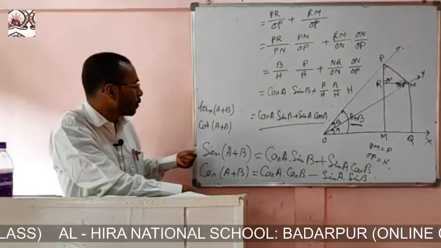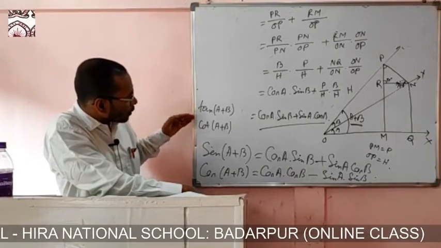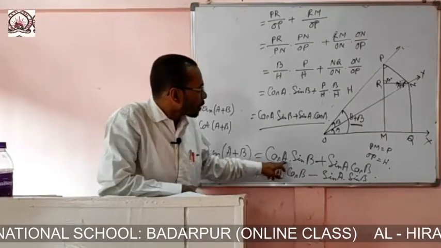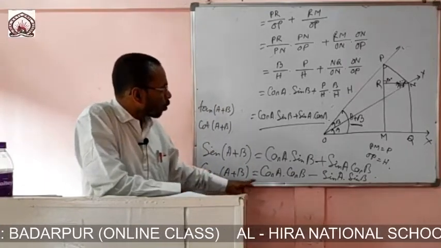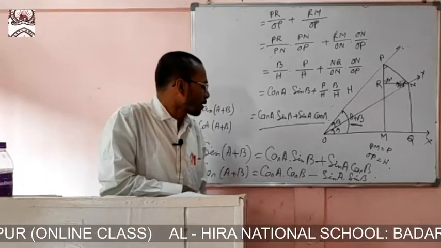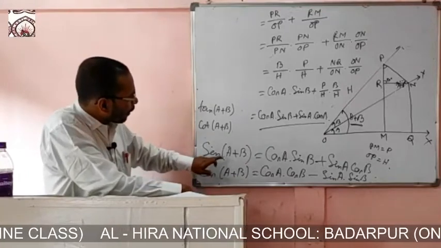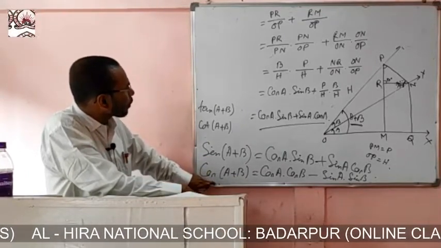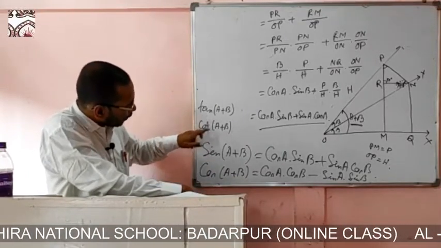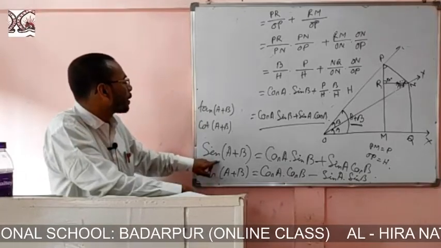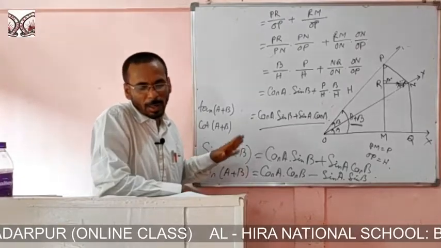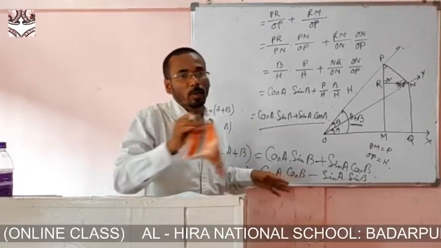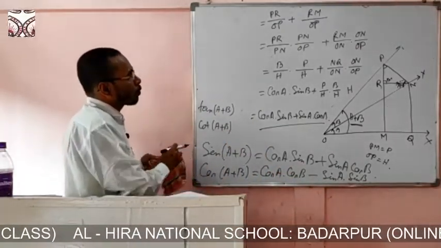So the first formula is sin a plus b is sin a cos b plus cos a sin b, and cos a plus b is cos a cos b minus sin a sin b. After that, by dividing sin a plus b by cos a plus b you will get tan a plus b, and by dividing cos a plus b by sin a plus b you will get cot a plus b. So 4 formulas you will get, and these 4 formulas we call the addition formula.